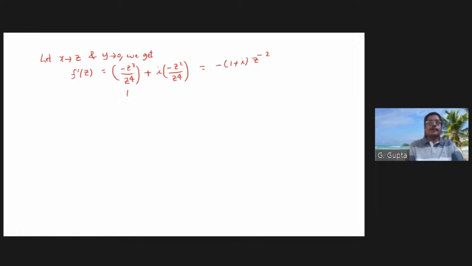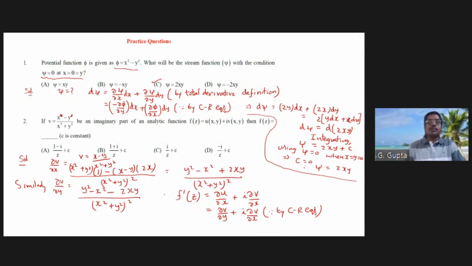So integrating, we get f of z is equal to 1 plus I by z plus c, because the integration of z power n with respect to z is z power n plus 1 by n plus 1, provided the denominator is not equal to 0. We can use the integration techniques of real variables, provided f of z is analytic. So which option? 1 plus I by z plus c. Accordingly, the answer is option B.